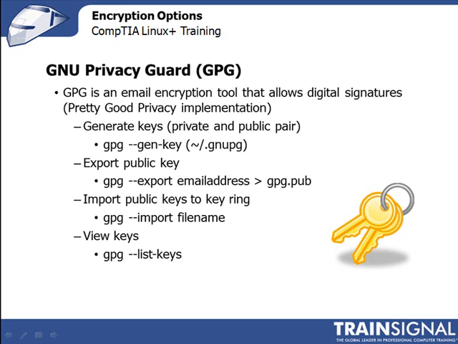GPG should be included with your distribution, so all you need to do is to generate the public and private key pair. You sign messages with your private key, and recipients verify it with your public key. To generate your keys, you use the command gpg space --gen-key. Then you'll have to answer some questions. The keys are stored in home under the .gnupg directory. Once created, you export your public key with gpg space --export space email address space > space gpg.pub.